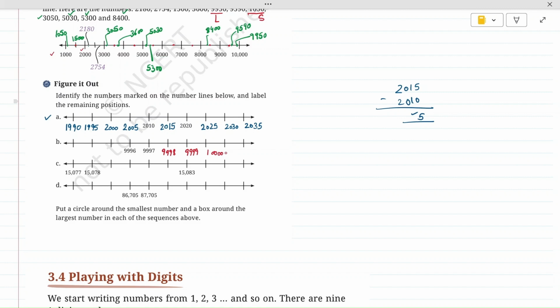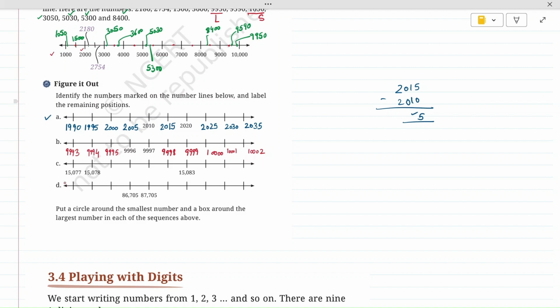Next is plus 1, so I'm marking it here. 10001, 10002, and here minus again: 9995, 9994, 9993. So there is an interval of 1 in this.